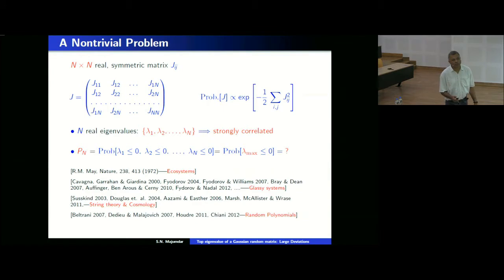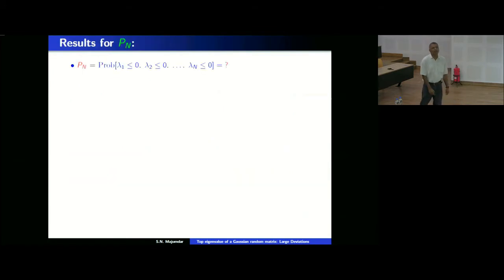So what can we say about this? Let's start with a simple example. I want to calculate this. Let's take the simplest example, n equal to 1. You have just one random 1 by 1 matrix, so just one element, and it's a Gaussian distribution. What's the probability that it's less than 0, negative? It's just half, right? So it's 0.5 trivially.